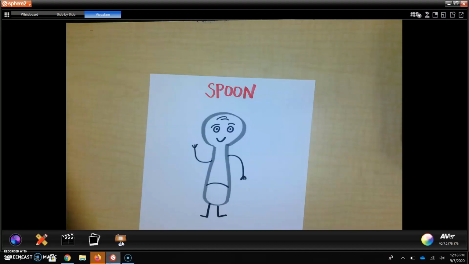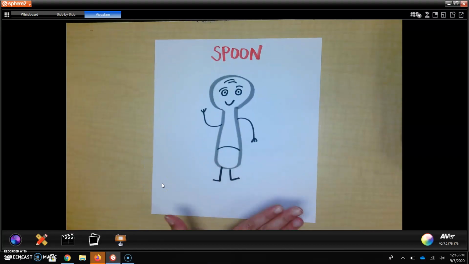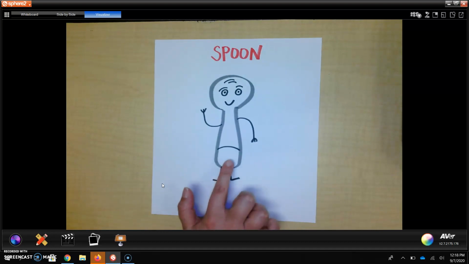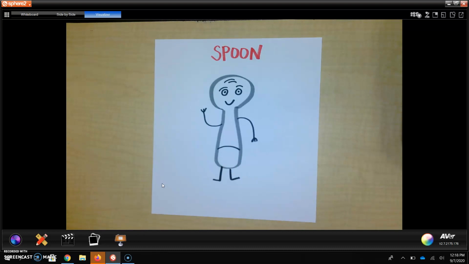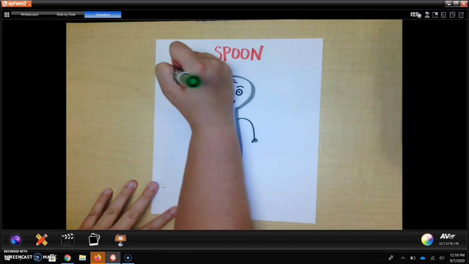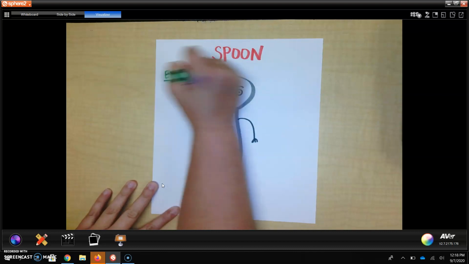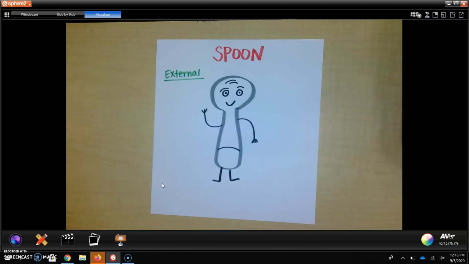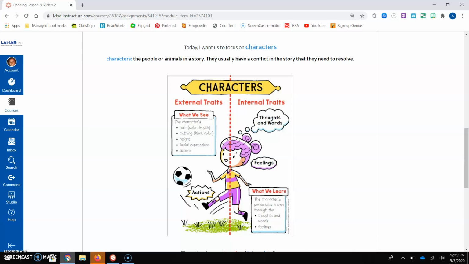So now I want to show you or demonstrate finding the external traits and the internal traits with Spoon from the book that you read on Tuesday. So Spoon is our main character. I'm going to go ahead and identify his external traits. Now remember, external means what we can see on the outside of Spoon. Like in our anchor chart, let me show you our anchor chart, what you can see like hair or clothing or how tall or their facial expressions or the actions that they're doing.